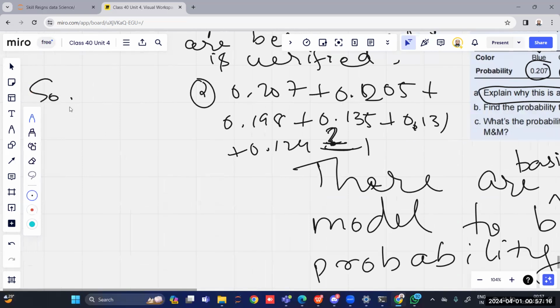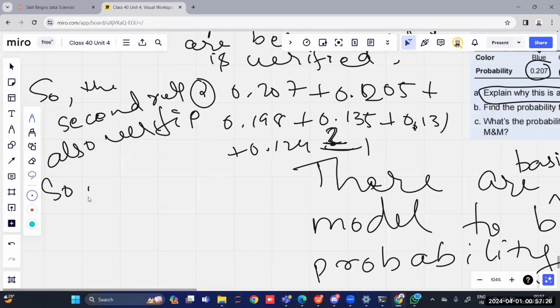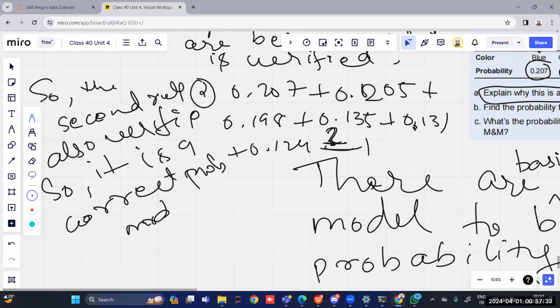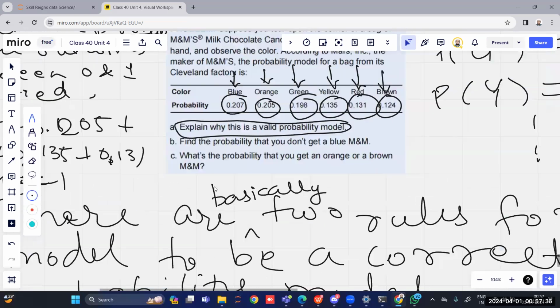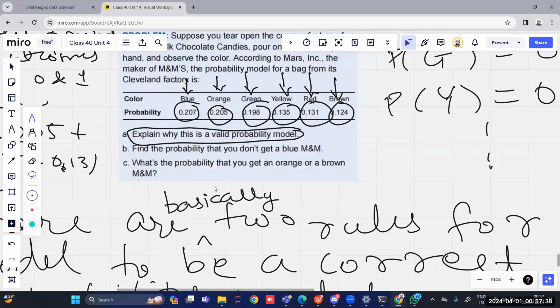So the second rule is also verified. So it is a correct probability model. Yes or no, Zaid? You can write it in one statement also: it is a valid probability model because the probability of all the outcomes of the sample space is between 0 and 1, and the summation of all the probabilities of the outcomes is 1. Is it clear? Yeah. Okay, now the second question is very interesting.